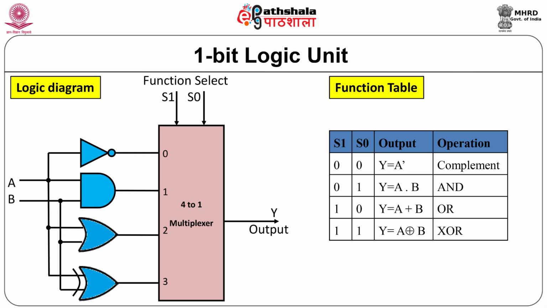The function table assumes that both the data inputs A and B are present. The values of select lines decide the nature of operation to be performed on the operands. When the select lines are both 0 0, the logic unit complements the input present at input A. For S1 S0 equal to 0 1, the logic unit performs AND function. When S1 S0 is equal to 1 0, the logic unit performs OR operation on the inputs. When both select lines are 1 1, the logic unit selects XOR operation.